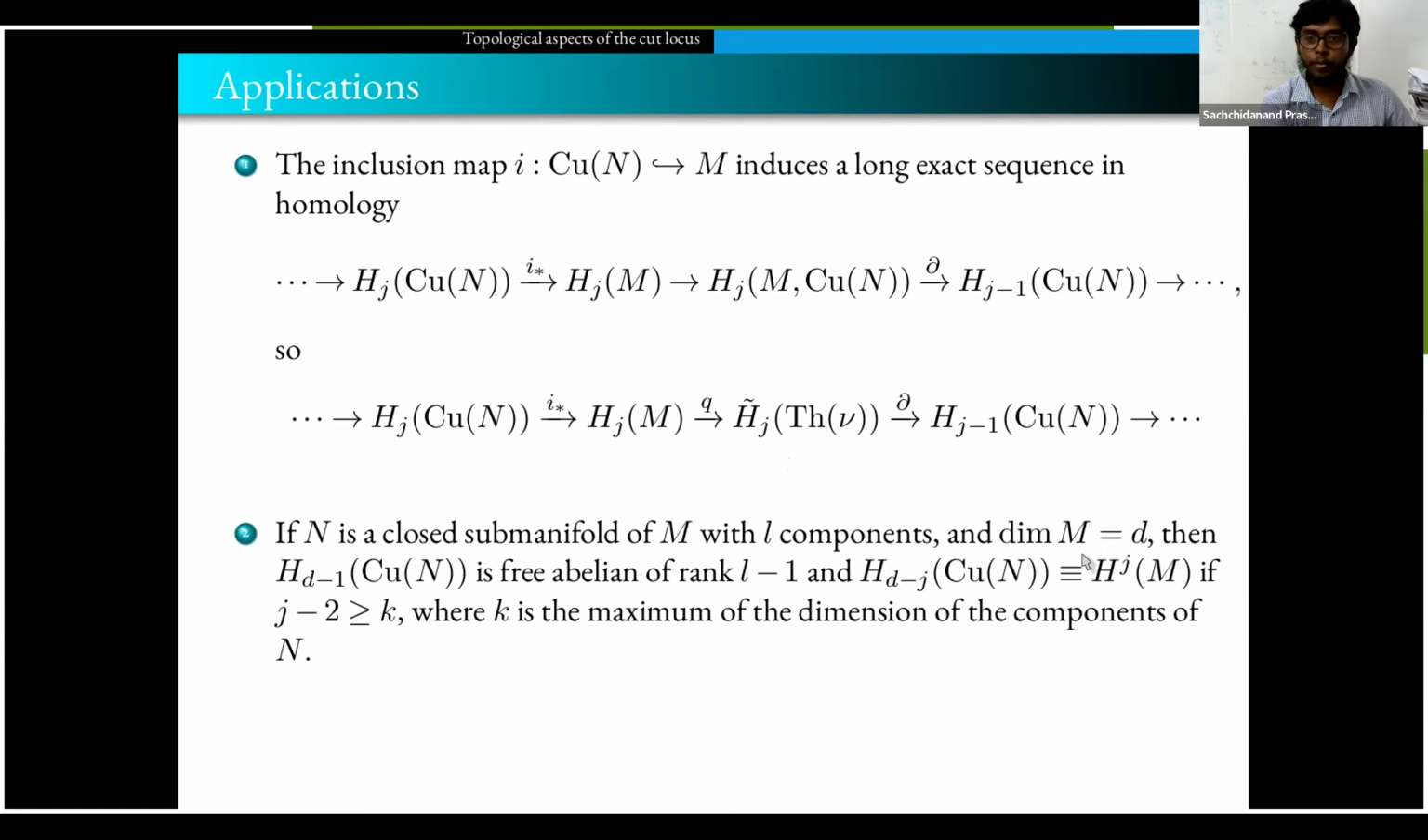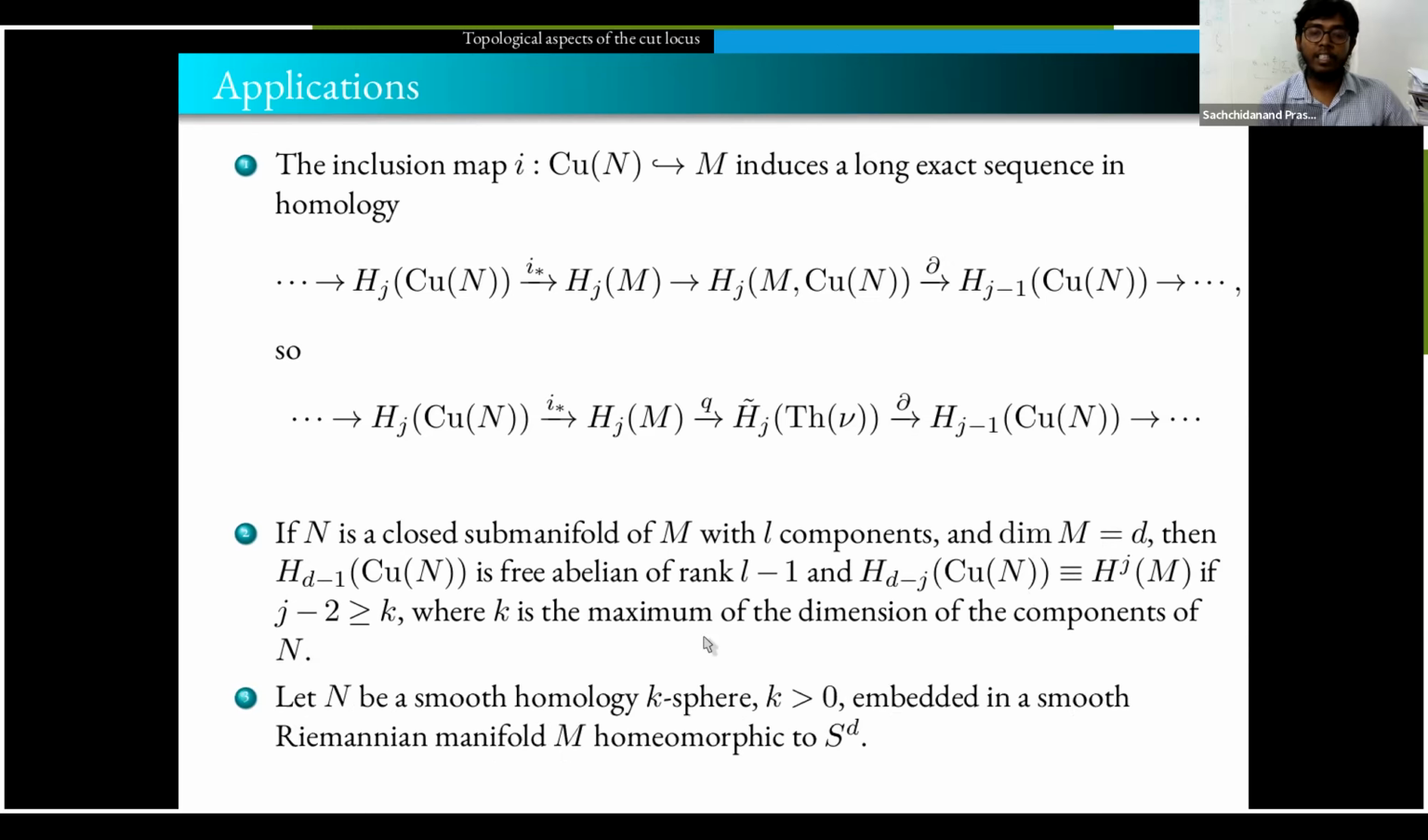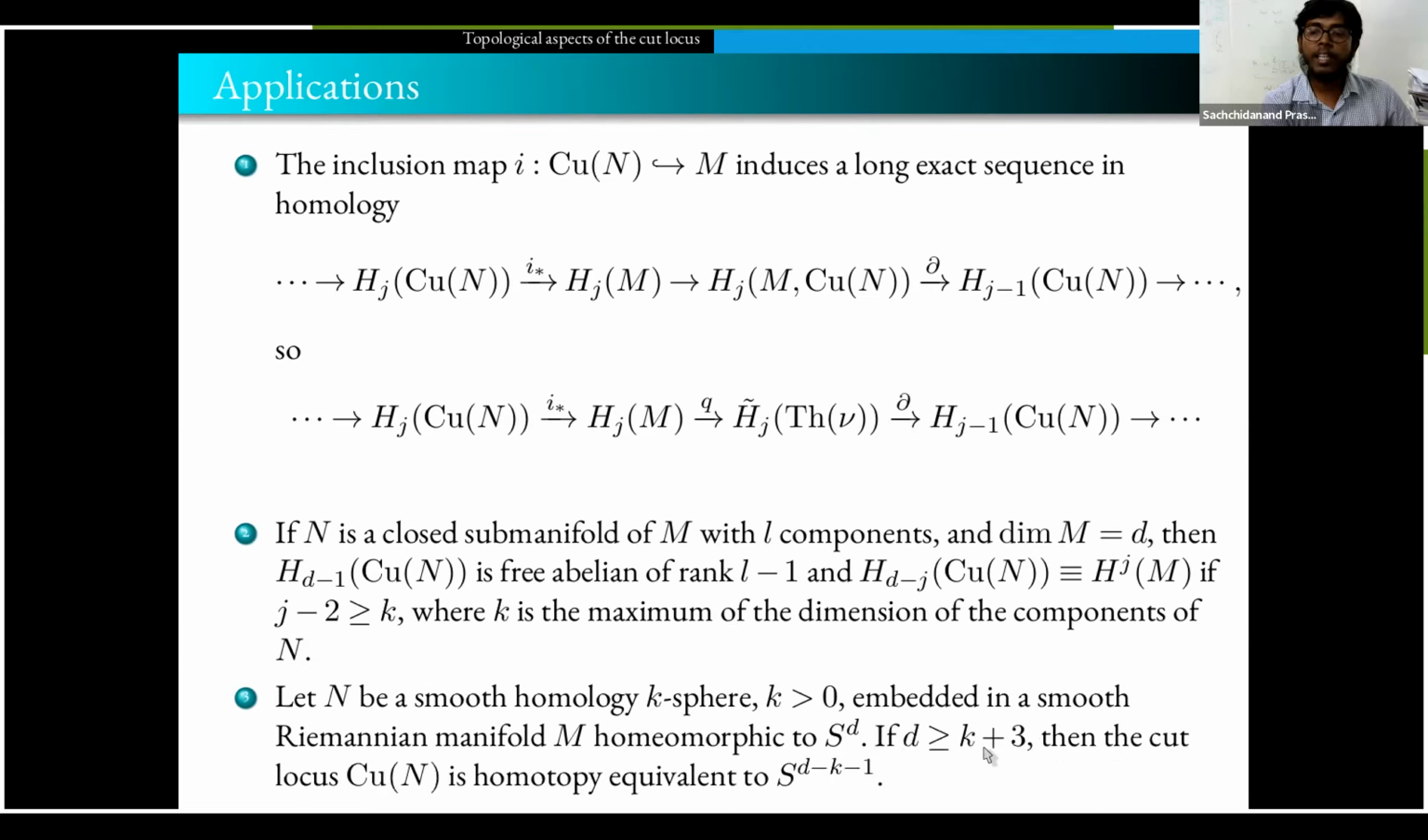So yeah, here are typos. And if N is a smooth homology K-sphere, by which I mean that the homology of N is the same as that of the usual sphere, embedded in a smooth Riemannian manifold, then if the dimension is at least K plus 3, the cut locus is homotopy equivalent to the (D minus K minus 1)-sphere. And this ends my talk.